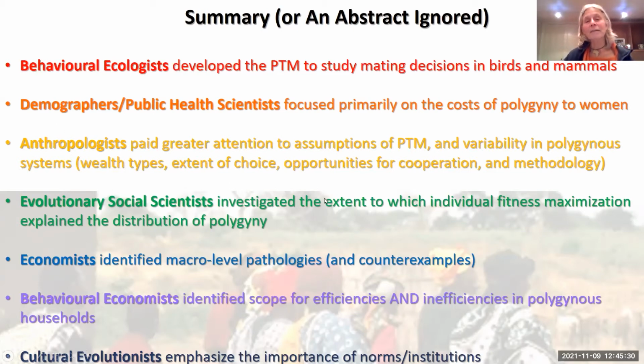Evolutionary social scientists investigated the extent to which individual fitness maximization could explain the distribution of polygyny. Economists turned their attention mainly to identifying macro-level pathologies, although they are beginning to discover some, to recount some counter examples now. And behavioral economists have identified the scope both for efficiencies and also inefficiencies in polygynous households. And cultural evolutionists have emphasized the importance of norms and institutions in shaping marriage.